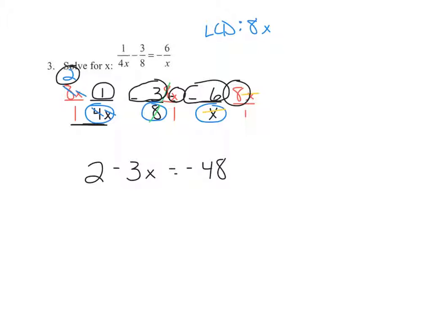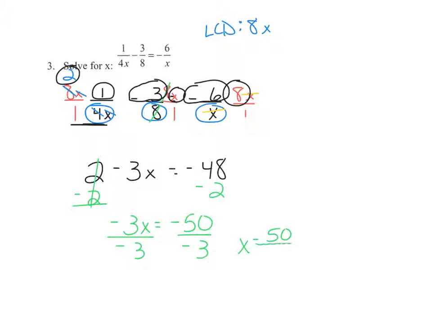I have a nice linear equation, easy to solve, so I'm just going to subtract 2, and divide by negative 3, giving me an answer of 50 over 3.